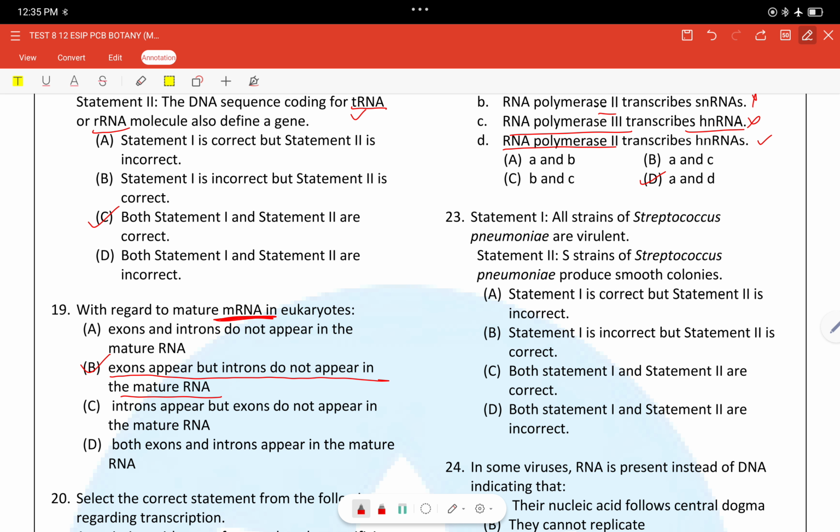All strains of Streptococcus pneumoniae are virulent. It is incorrect. We have just discussed that Streptococcus pneumoniae has 2 strains, S and R, in which the S strain is the virulent one. S strain of Streptococcus pneumoniae produces smooth colonies. Yes, that is correct. So the answer will be statement 1 is incorrect and statement 2 is correct.